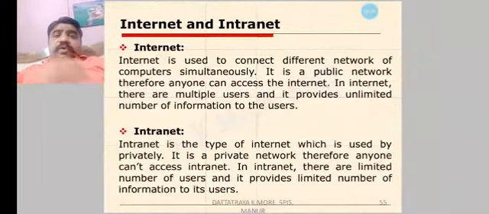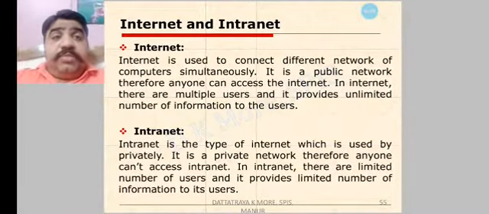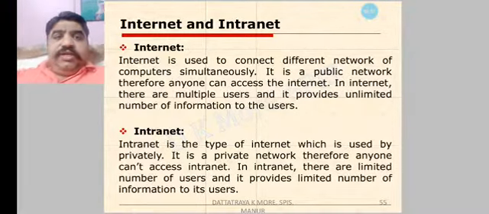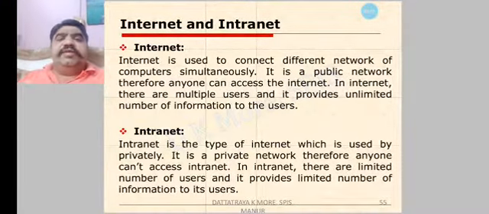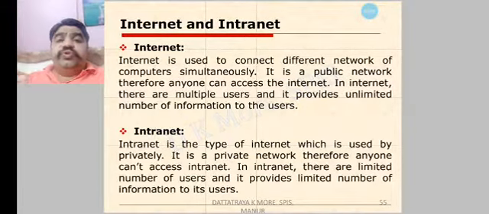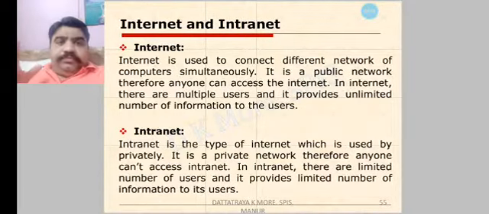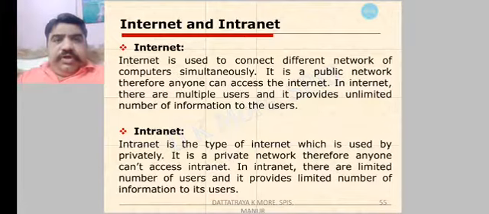Let's move ahead. Internet and intranet. Now these two terms I want to explain. This is very important term. Let us see. Internet, as we have just seen, is used to connect different networks of computers simultaneously. It is a public network, therefore anyone can access the internet. In internet there are multiple users and it provides unlimited number of information to the user. It's a big encyclopedia, we can say big oracle. So through that we can get the information. It's a very big ocean of information. We can collect the information as per our need and wish.